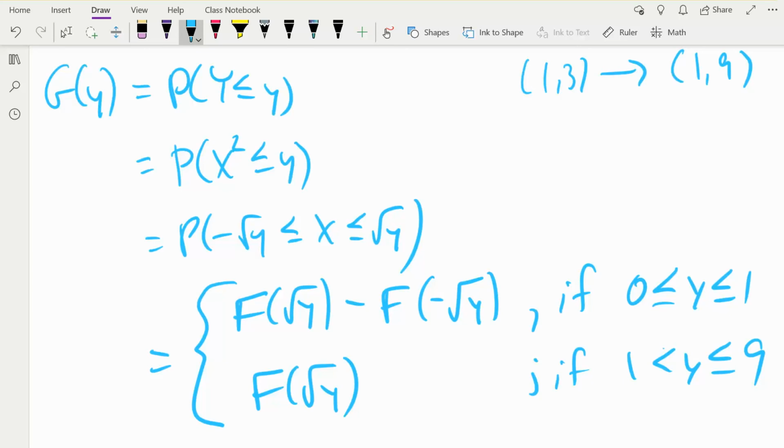Or think of it this way. That second piece of the difference is saying it's the probability that x is less than negative root y. If y is bigger than 1, the probability that x is less than negative root y is 0. So there isn't a minus part there. And then to finish this off, you'll still differentiate, you'll just have to do both pieces. You'll finish this just like we did.